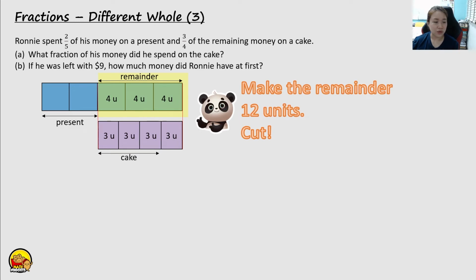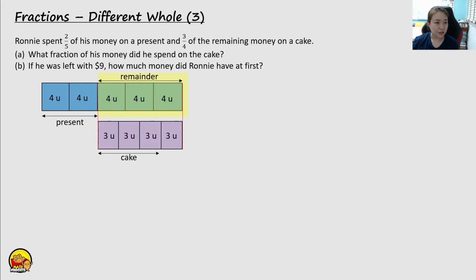Now, over here, I have equal units, but let's not forget the front part. Over there, we also have to make equal parts. So we also have to cut into 4 and 4. Okay, now our model is done. We have made them all equal units.